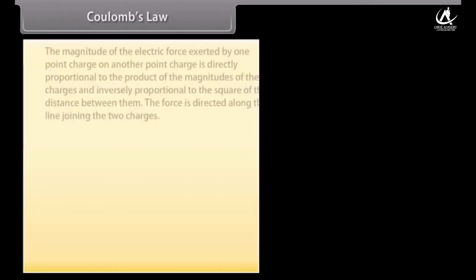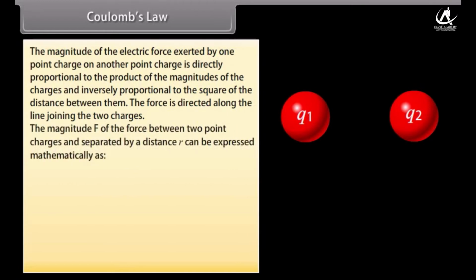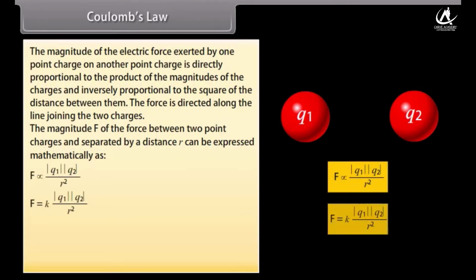Coulomb's law. The magnitude of the electric force exerted by one point charge on another point charge is directly proportional to the product of the magnitudes of the charges and inversely proportional to the square of the distance between them. The force is directed along the line joining the two charges. The magnitude F of the force between two point charges q1 and q2 separated by a distance r can be expressed mathematically as F = k |q1||q2| / r².